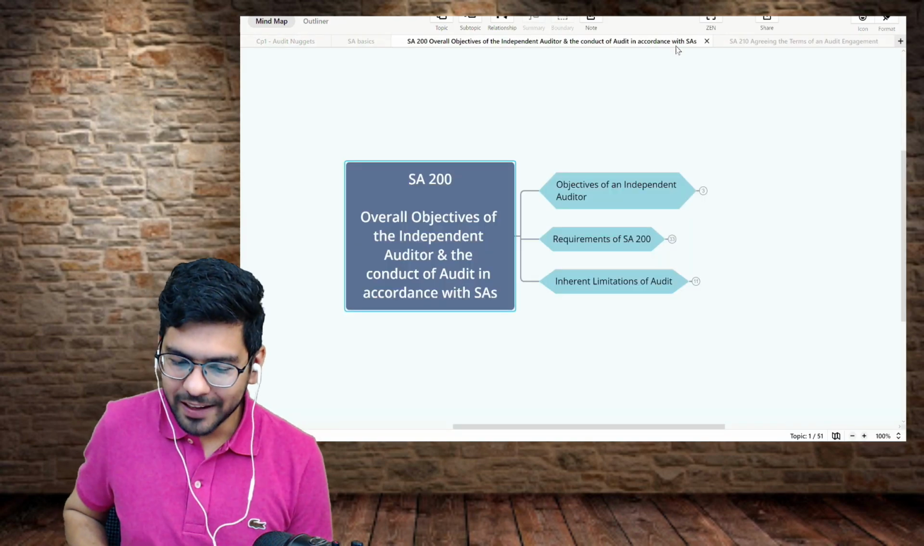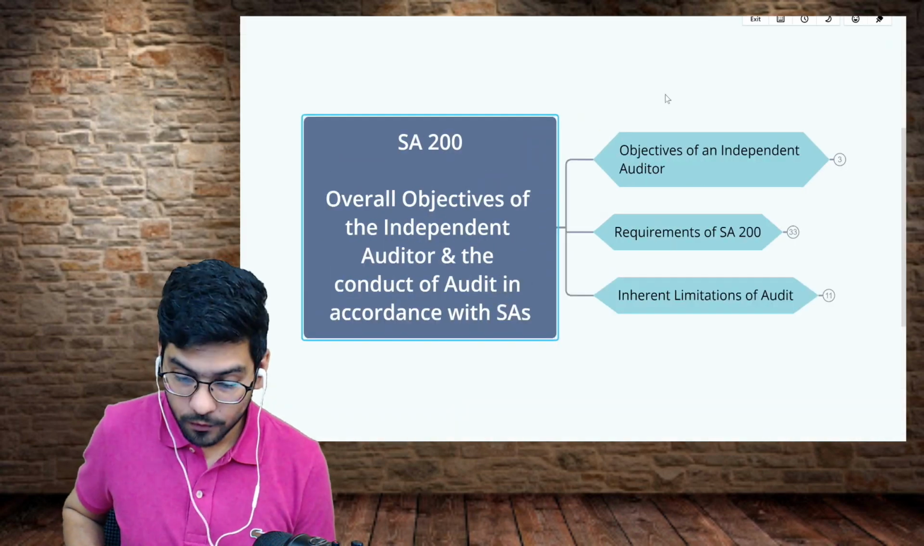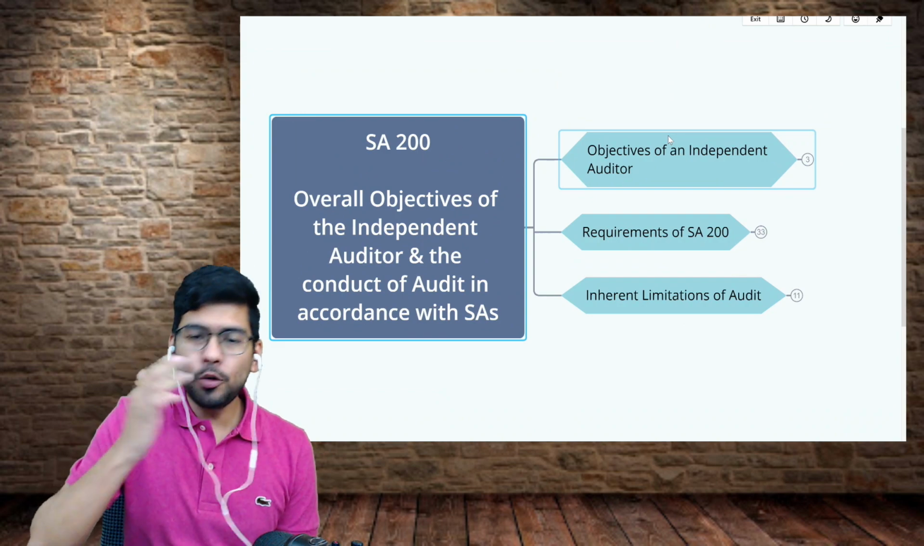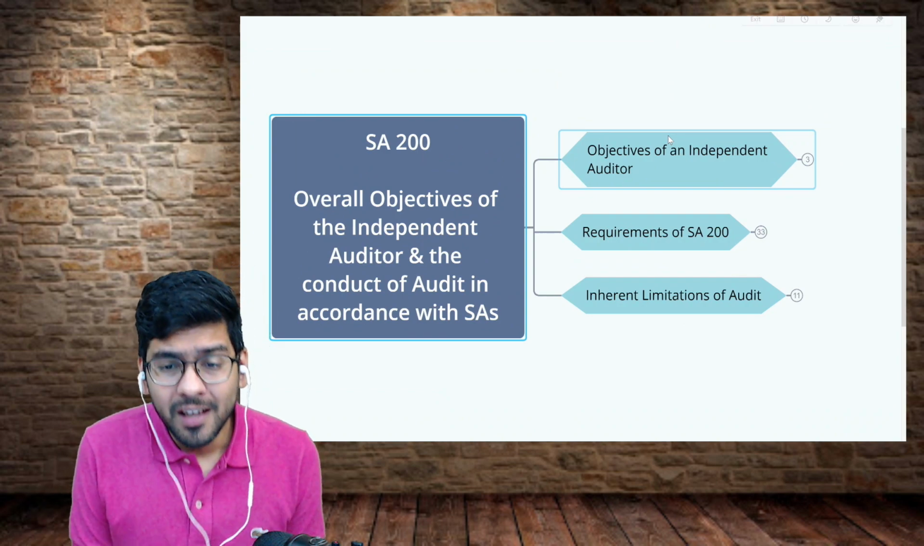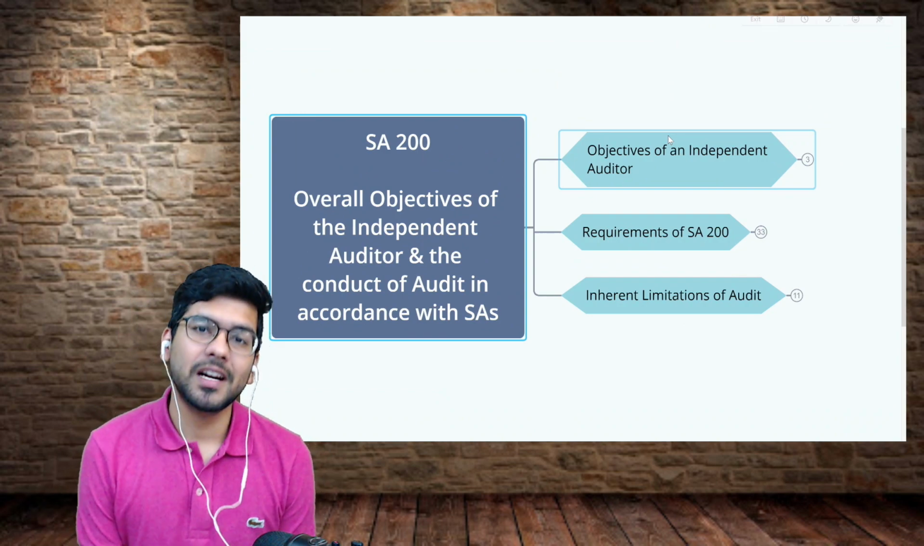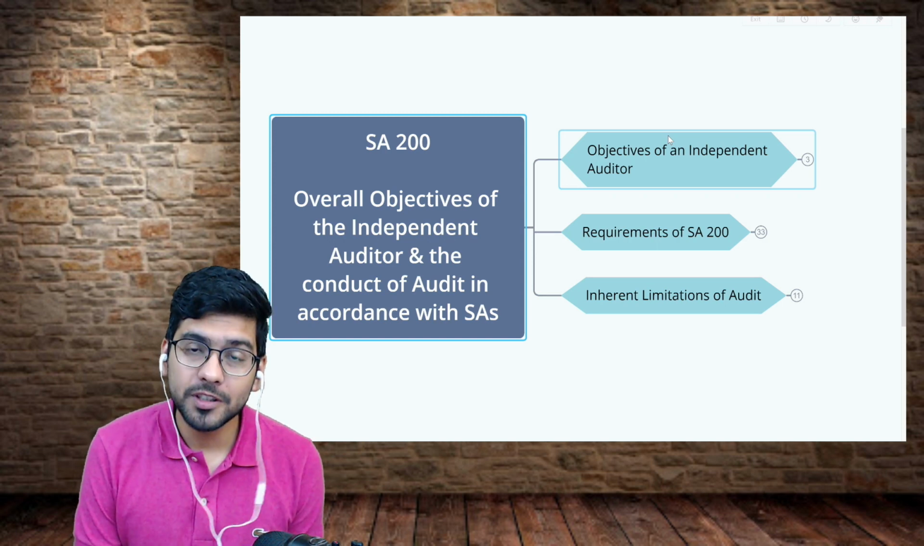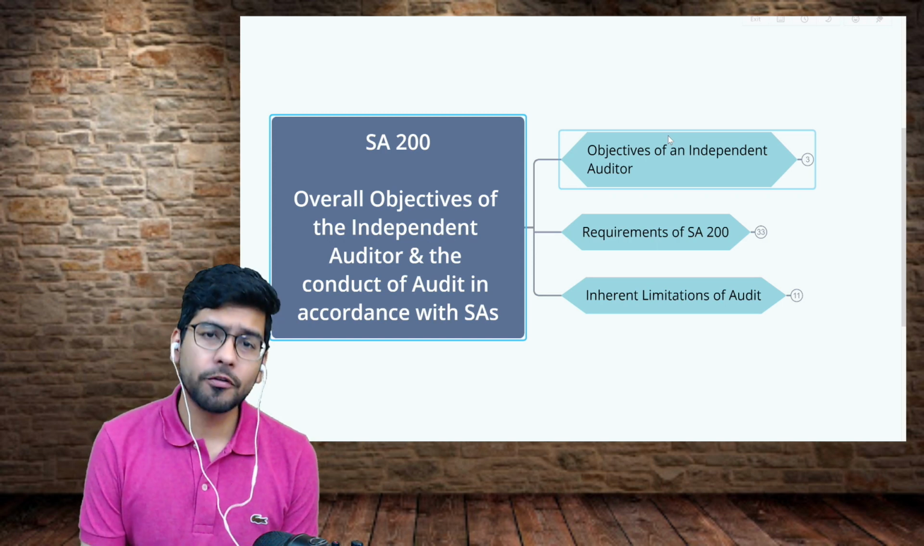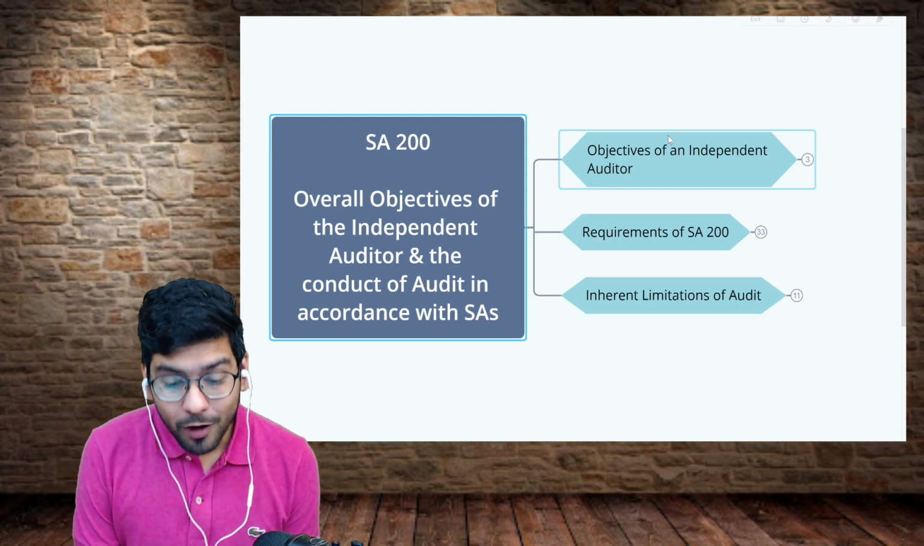Let us start with SA 200. Alright, so SA 200, Standard on Auditing 200, is the most fundamental standard and very important from the CA Intermediate's perspective. A lot of questions are being asked from this part. So what is the name of the standard?